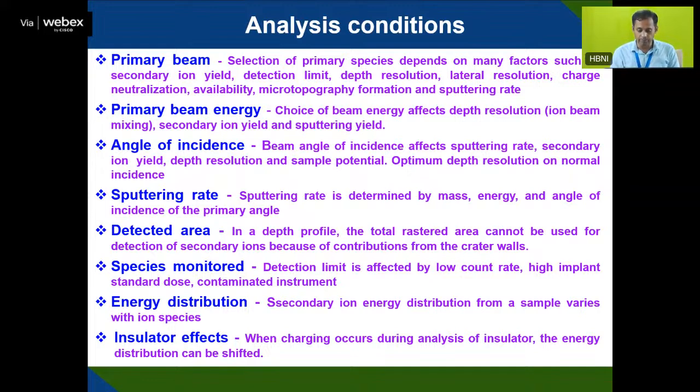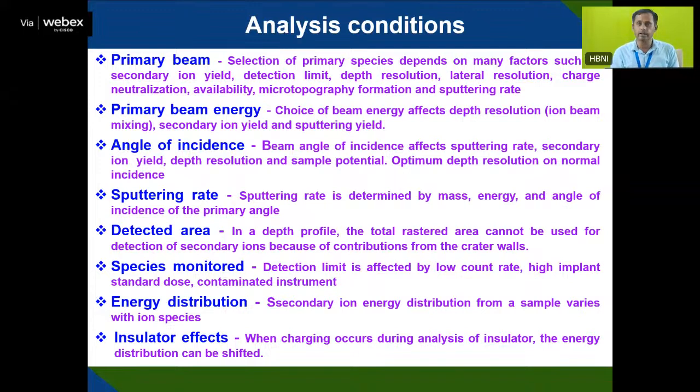To get optimum depth resolution, you use normal incidence, and there is the sputtering rate, which is the rate of sputtering of the primary beam, and the detected area, the particular location you are bombarding. The species monitored, meaning the element count rate, affects the detection limit here. The secondary ion energy distribution varies between different ion species, so because of the energy distribution you have to differentiate based on mass, and that is also affected by the energy distribution.